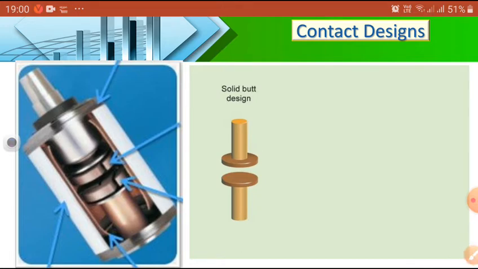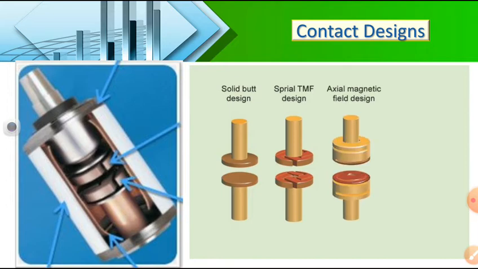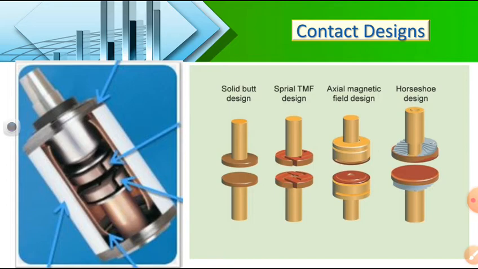Sometimes we can use another type, the spiral TMF design. You can see the area changes in the design itself. Another type is the axial magnetic field design. And the last one, generally used and famous, is the horseshoe design. These are the different types of male and female contacts. Otherwise, you have fixed and moving contacts inside the interrupter chamber, where these are placed inside the vacuum.